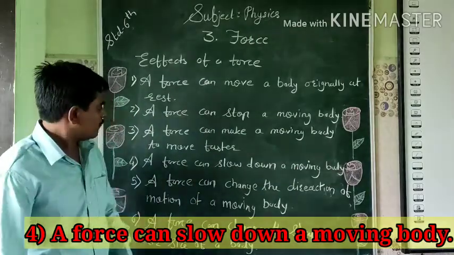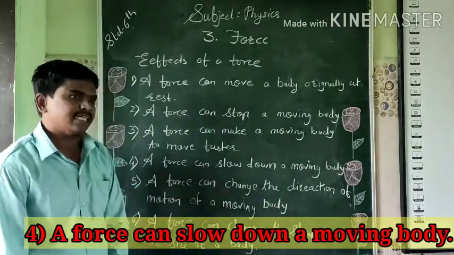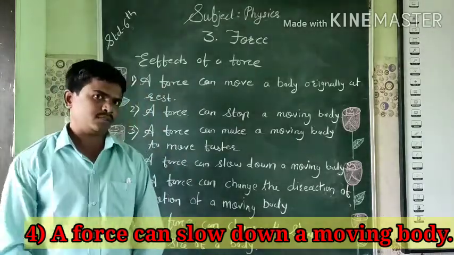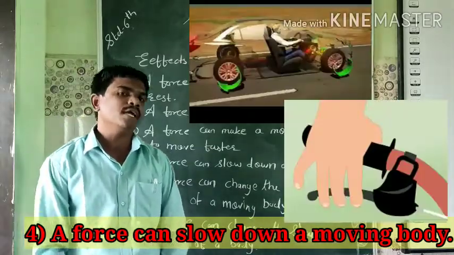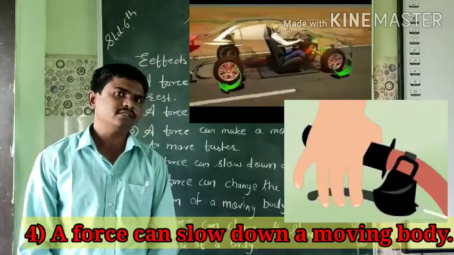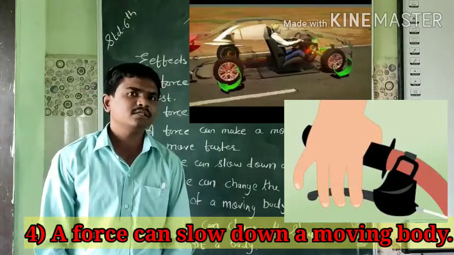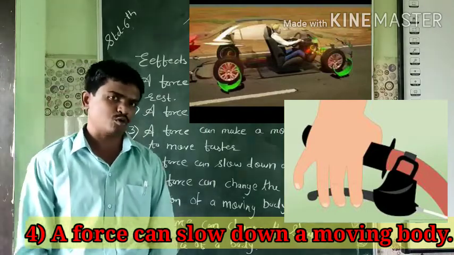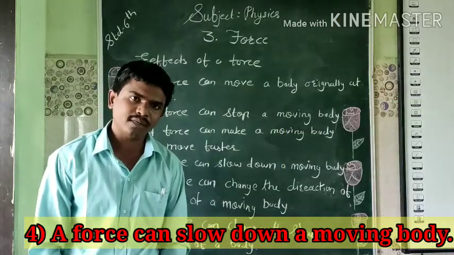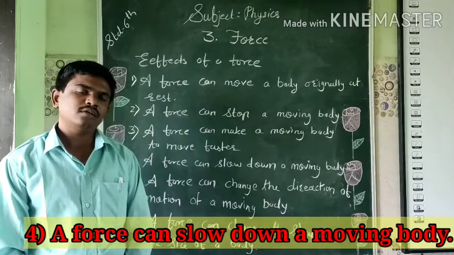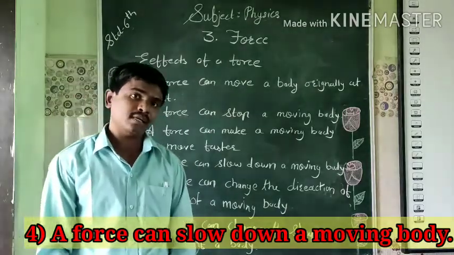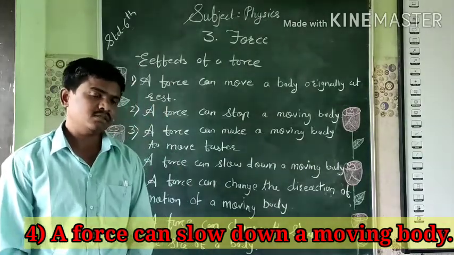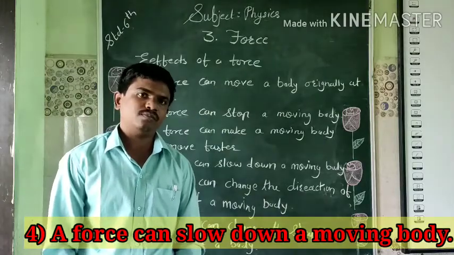Students, when we apply a force in just the opposite direction to the moving body, it slows down. For example, a moving car, bus, bicycle, when we apply the brake, they slow down. Means here the brake provides a stopping force. Another example, instead of pushing the swing, we pull it from the opposite direction, so the swing slows down.